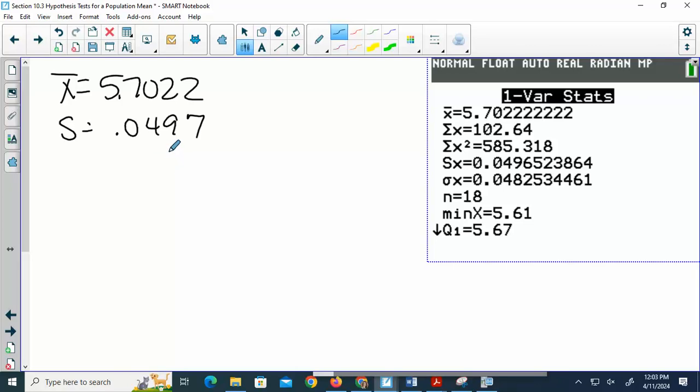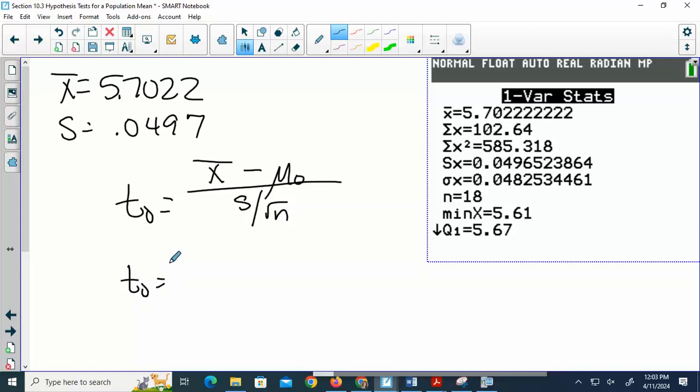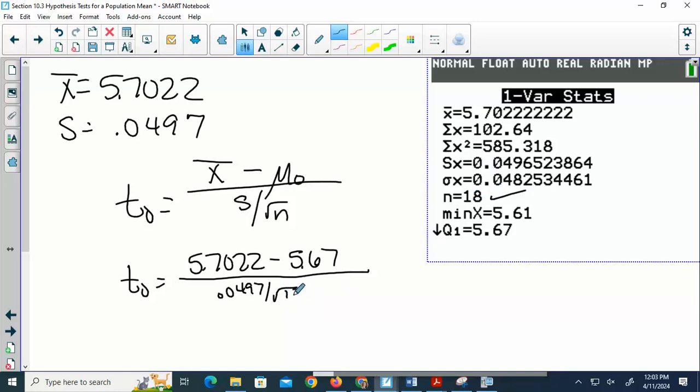So we're in chapter 10, and it has on there the t sub 0. So when in doubt, just go back here. It's x bar minus mu of the null, divided by s over the square root of n. So the x bar we just got, 5.7022. What was the mean of our null hypothesis on this one? The s we just got from our calculator, divided by the square root of n. How many did we have? It tells us on our calculator too. 18.